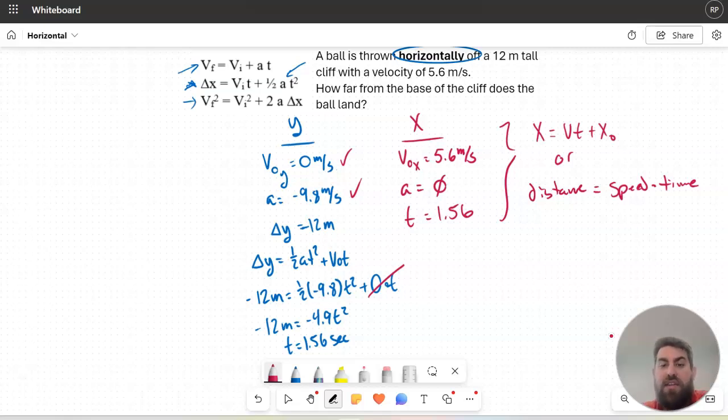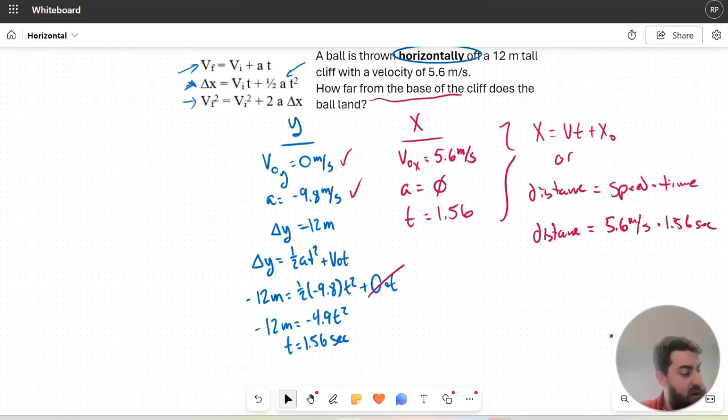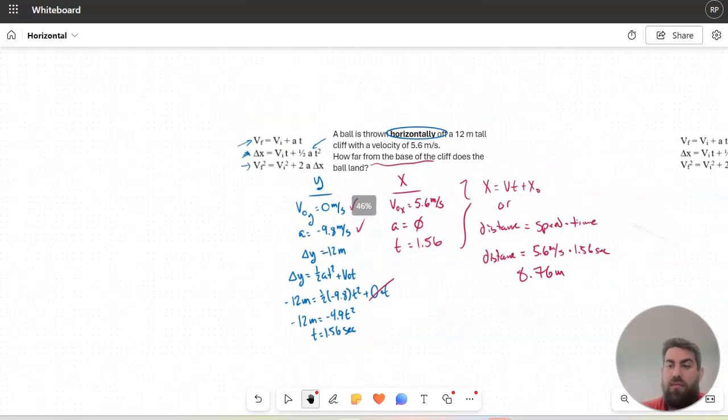So if we solve for the distance, how far from the base of the cliff, that's the X direction, that's the horizontal. Distance equals the speed, 5.6 meters a second, times 1.56 seconds. And if you solve for that, you're going to get 8.76 meters. All right, let's do one more here.